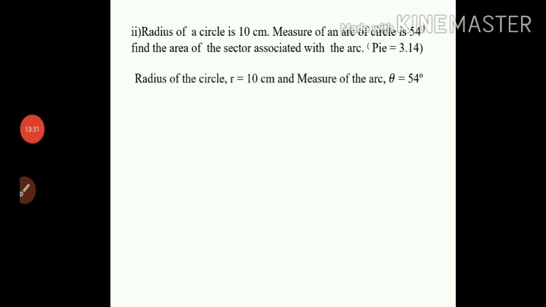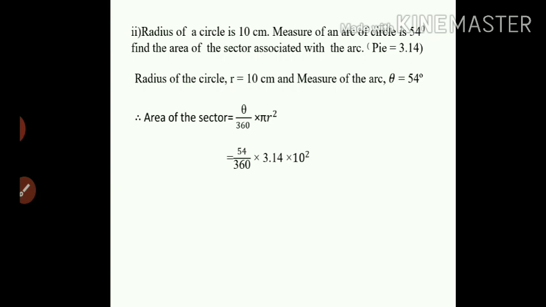Radius of a circle is 10 centimeter. Measure of arc, that is theta, is 54. Now we know the formula. Area of sector is theta upon 360 into pi r square. So I will substitute the value. Theta is given, 54 upon 360, multiply by pi is 3.14. Radius is 10, means 10 square.